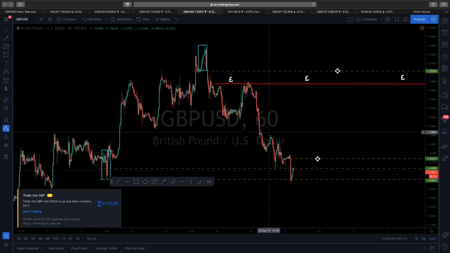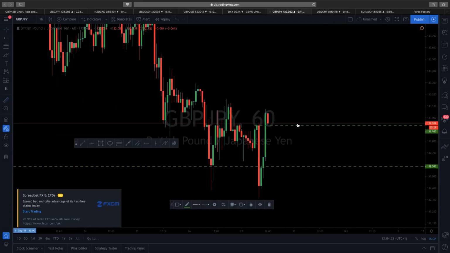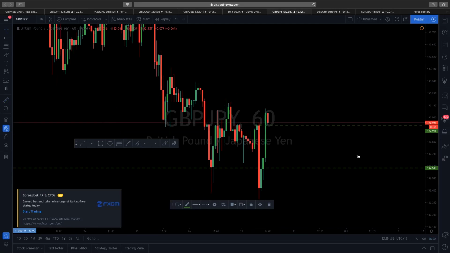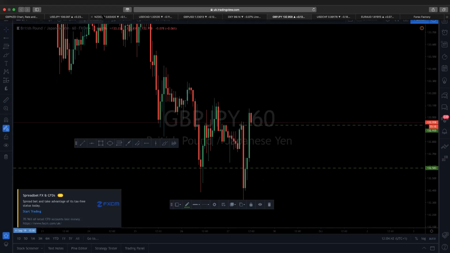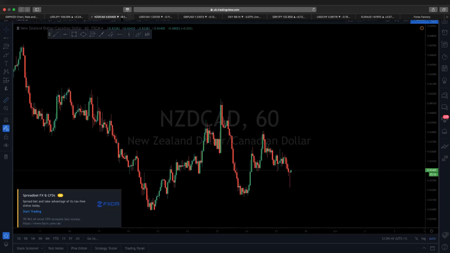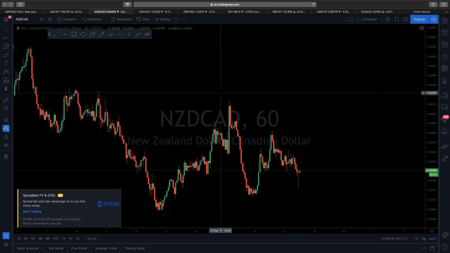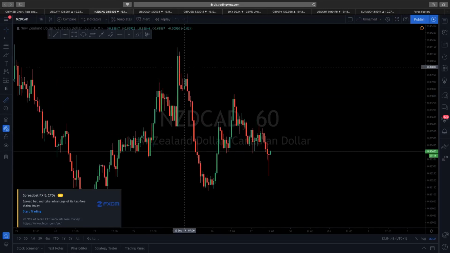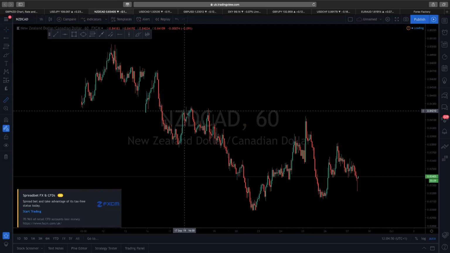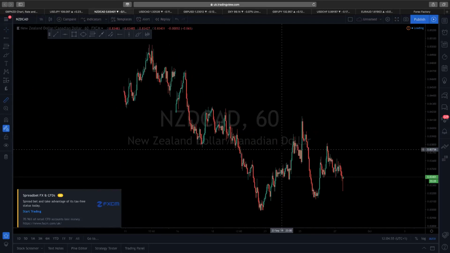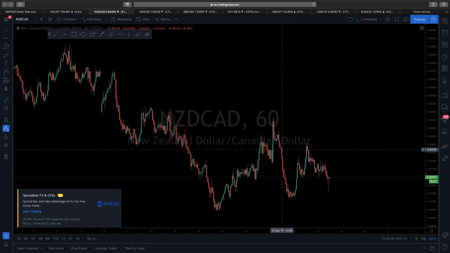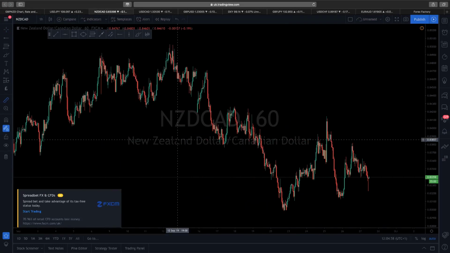GBP, this is not complete. But GJ is cool, man. It's cool. This is what I love. I love this. All right, so NZD CAD. Really, NZD CAD, all these pairs, eh? We don't really have much FU play.